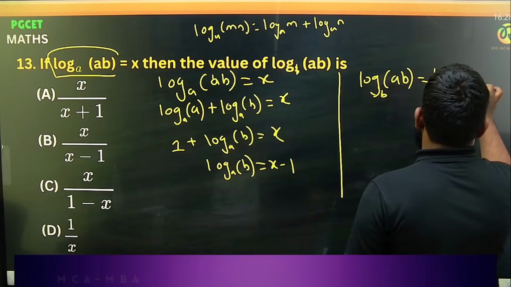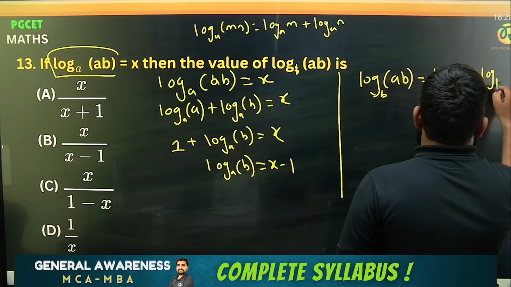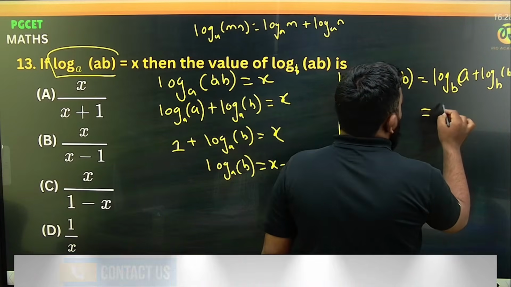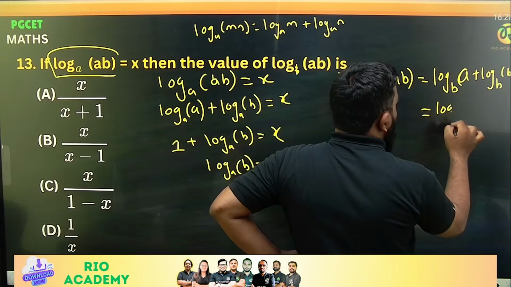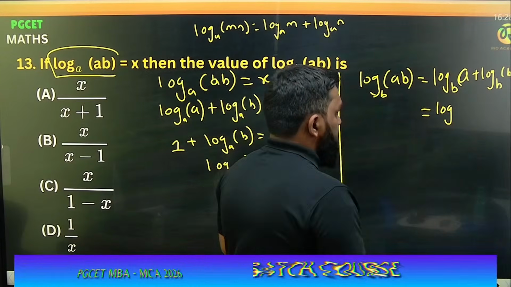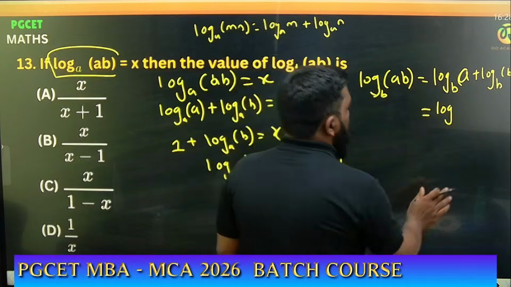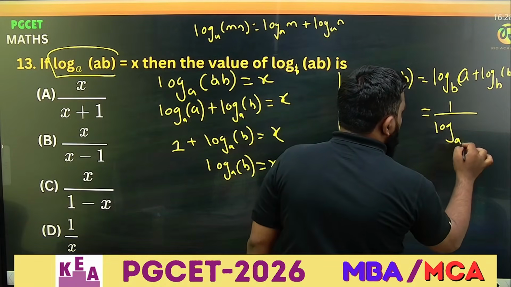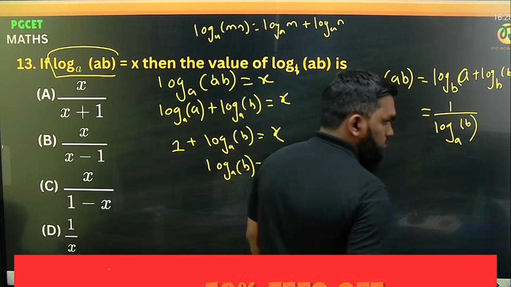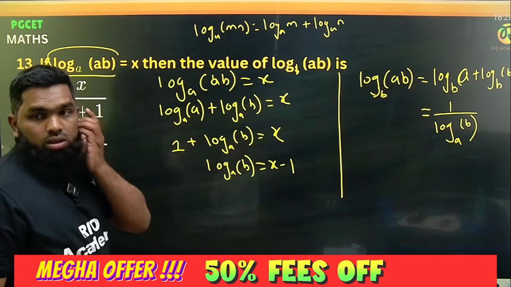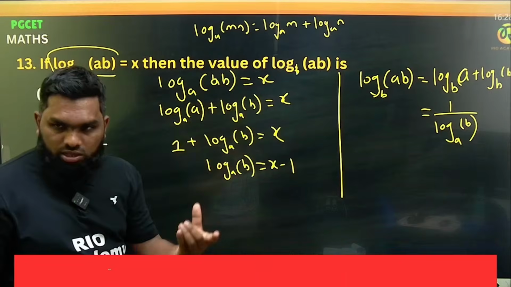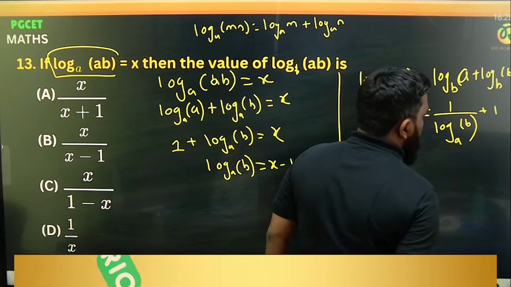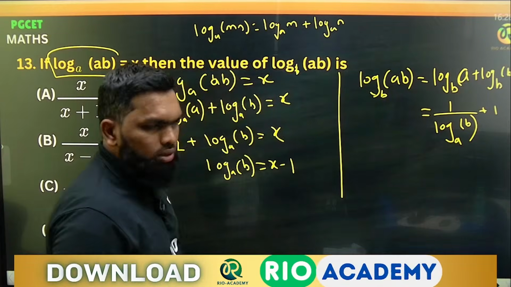Log of b of a plus log of b of a... For this, what do we do? Now here we are going to take log of base b. If we interchange, it can be written like this: 1 divided by log of base a of b. When the base is going to change, 1 divided by... if the base is already the same, what do we do? Base and the number will be the same, that is 1.